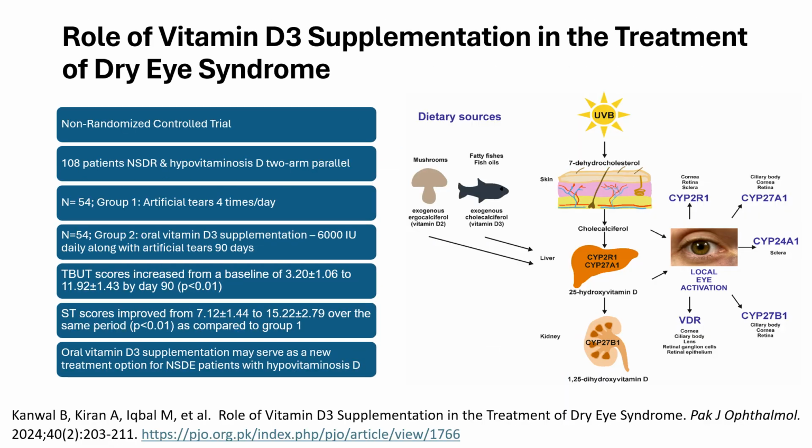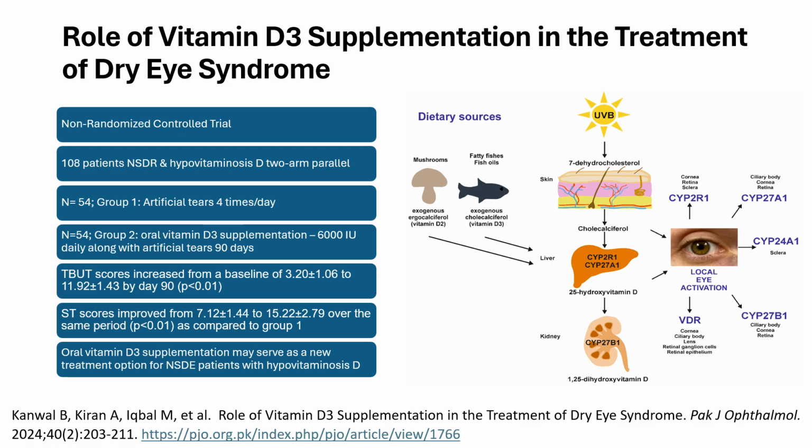In our third study, patients received vitamin D supplementation and artificial tears or just artificial tears. This was a non-randomized controlled trial that had 108 patients. Group 1 received artificial tears 4 times a day, and Group 2 received oral supplementation of 6,000 international units along with the artificial tears over 90 days. Both groups had 54 participants. They compared over time the ocular parameters in both groups, the tear breakup time in seconds, the Schirmer's test score in millimeters, and the ocular surface disease index, along with a numerical pain rating scale as some of the outcome measures.